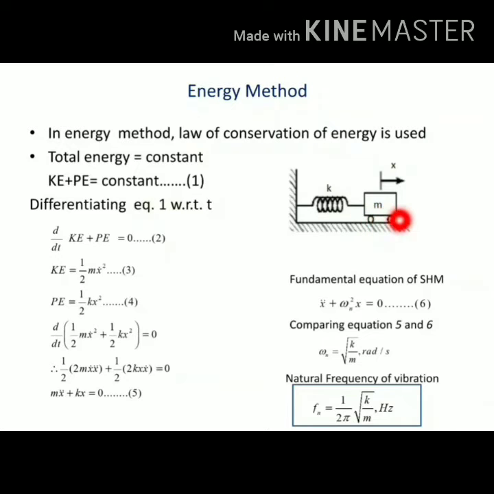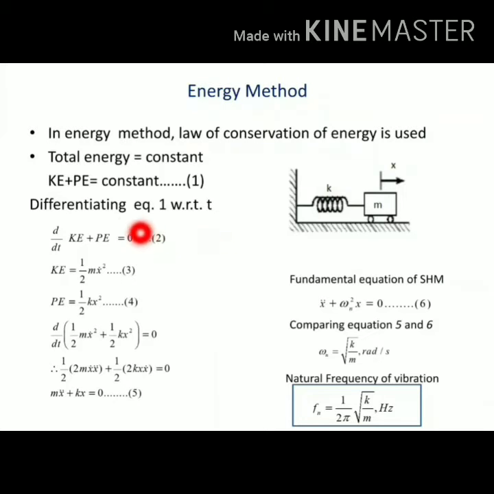spring mass system, here mass is displaced by x from the mean position. We see at equilibrium or mean position the kinetic energy is maximum and potential energy is 0, whereas at extreme position kinetic energy is 0 and potential energy is maximum.